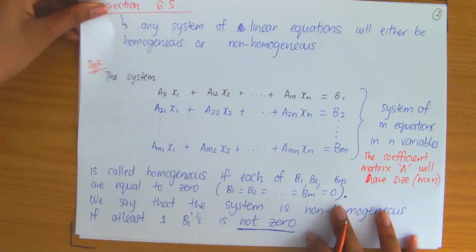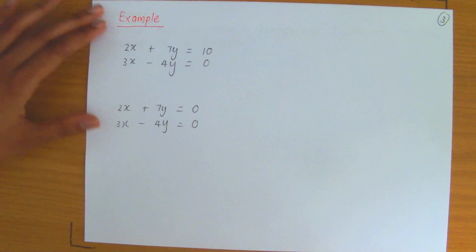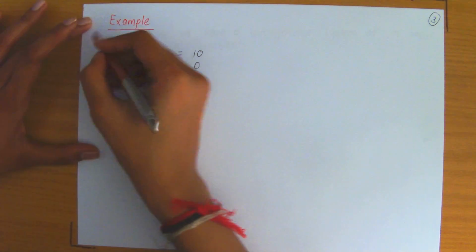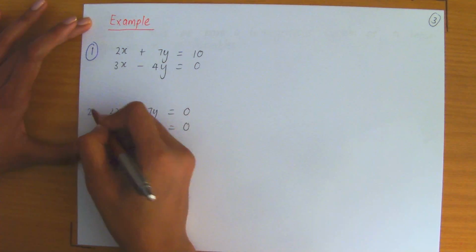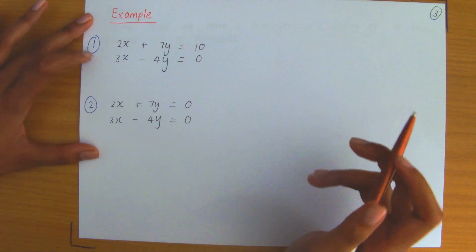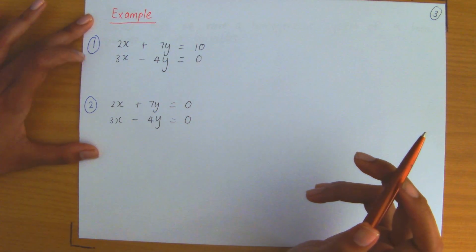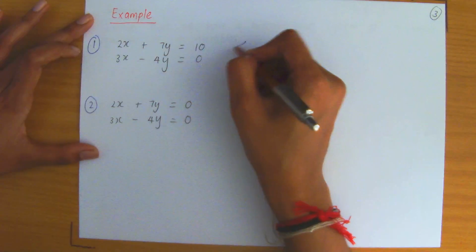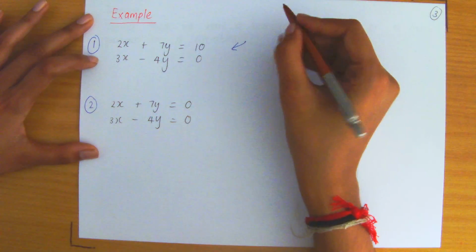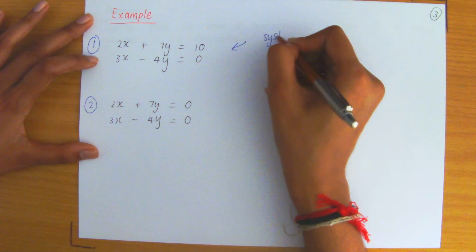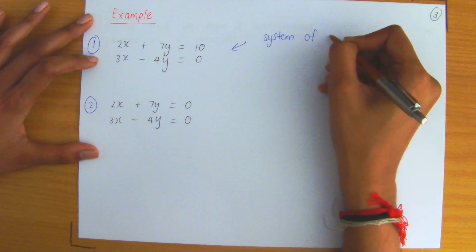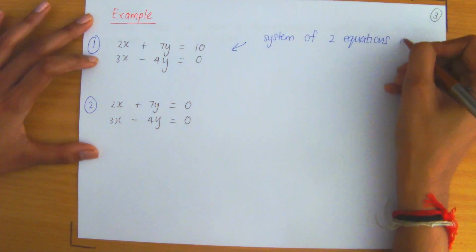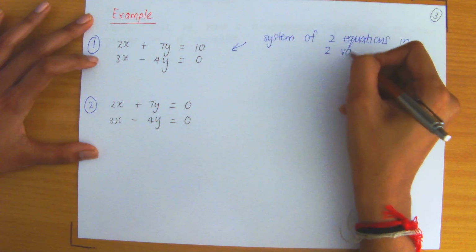So let's look at an example. Right, so here I've written down two systems of equations. So here is 1 and here is 2. Right, let's look at the system of linear equations in example 1. Right, so this is a system of two equations in two variables.